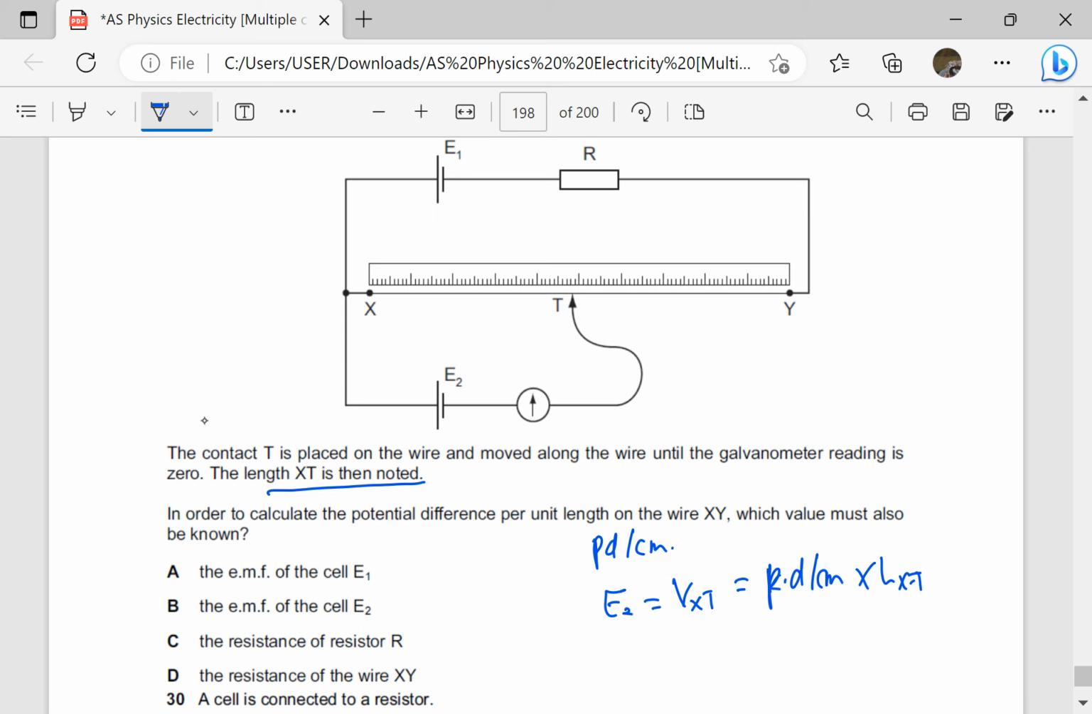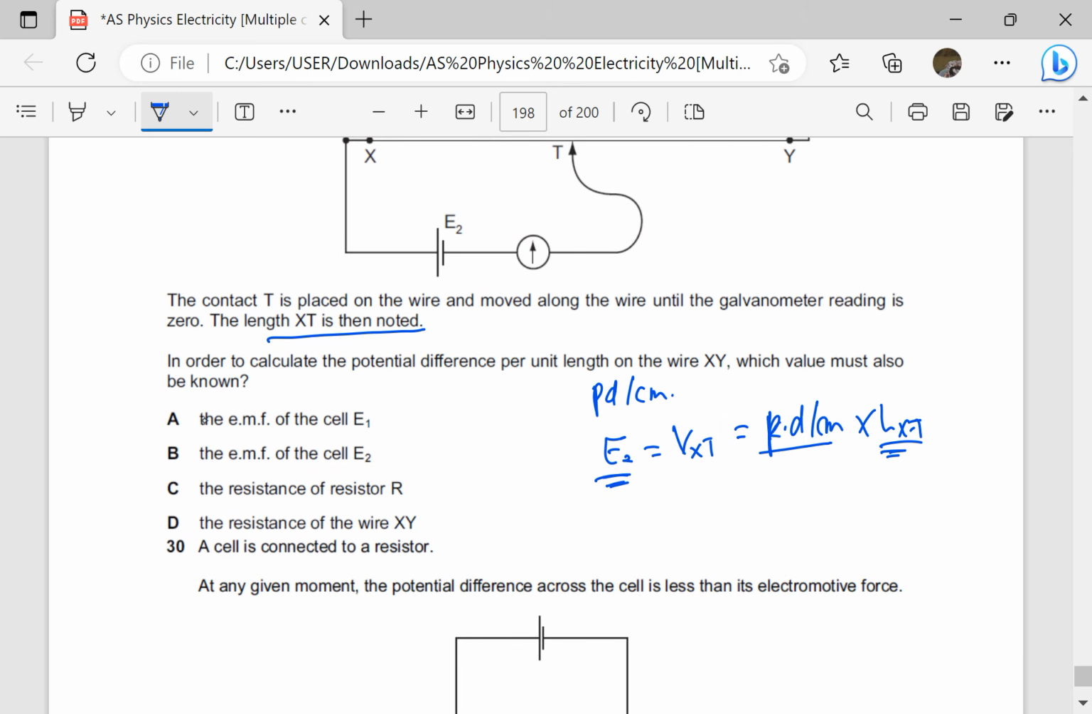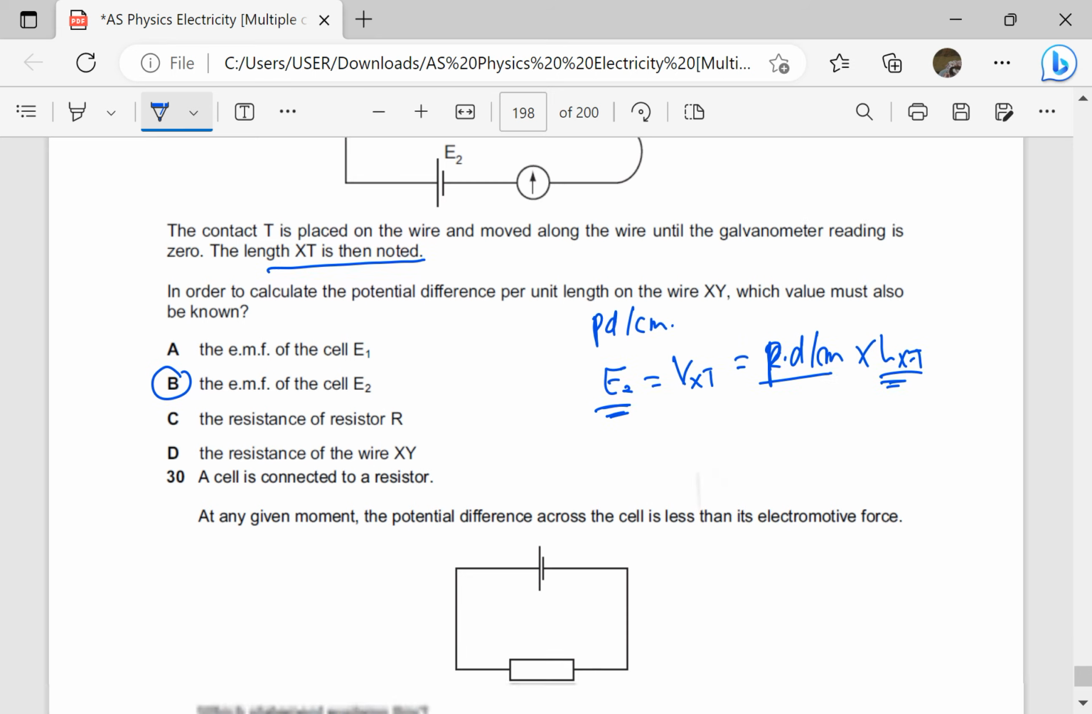So in order to find the PD per centimeter, if E2 is known, then we also need length. They said length xt is noted. We want to find PD per centimeter, so E2 must also be known. The EMF of the cell E2 must be known, because the PD per centimeter will be equal to the EMF E2 over the length xt. So the answer is going to be B.